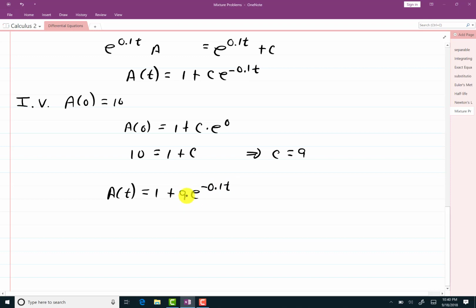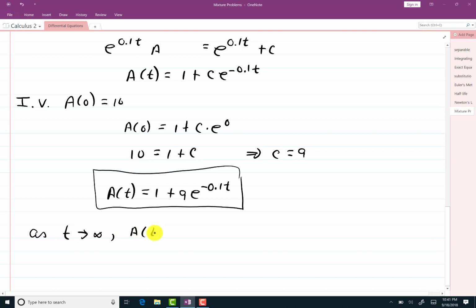What's going to happen then as time goes on? Well, you can see this piece right here is what we call a transient term. As t goes to infinity, A of t goes to 1. That means the amount of salt in the tank itself will settle at about 1 kilogram as time goes on. That's because we have fresh water going in, so it's losing its salt concentration, because down below we're firing out salt water.